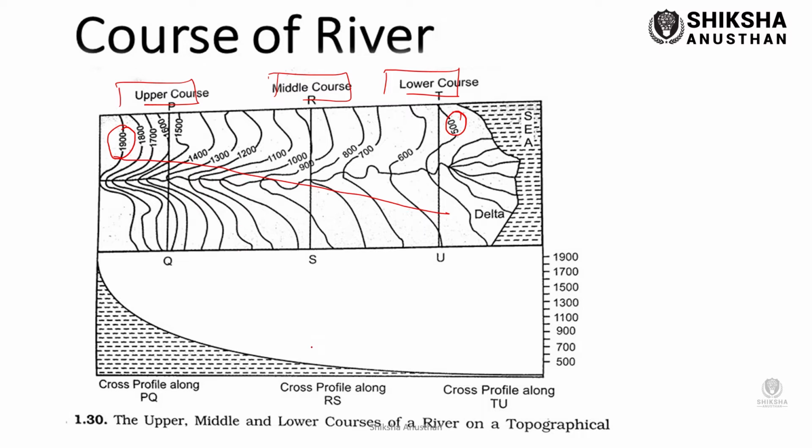This contours also generally help in identifying the direction of flow of the river. So we need to be vigilant about it.